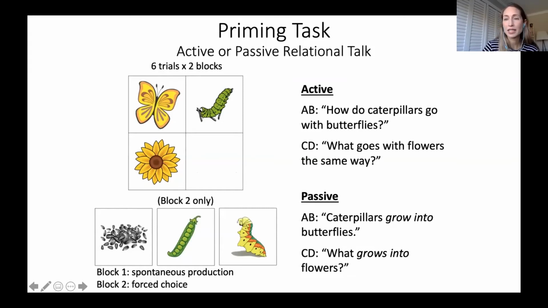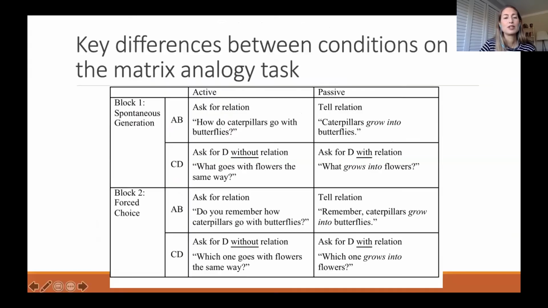but the question is, who is actually doing that work of generating the relation in the first context, A is to B, right? And here you notice they're saying grows into in both of these, A is to B as well as the C is to D setting. So the differences were really asking for the relation.